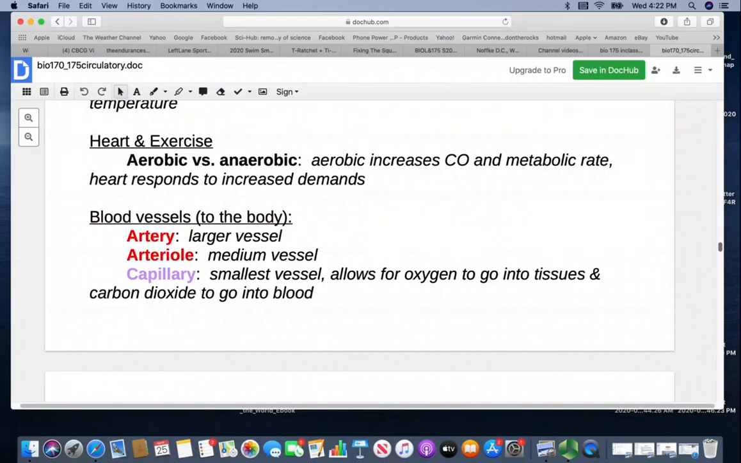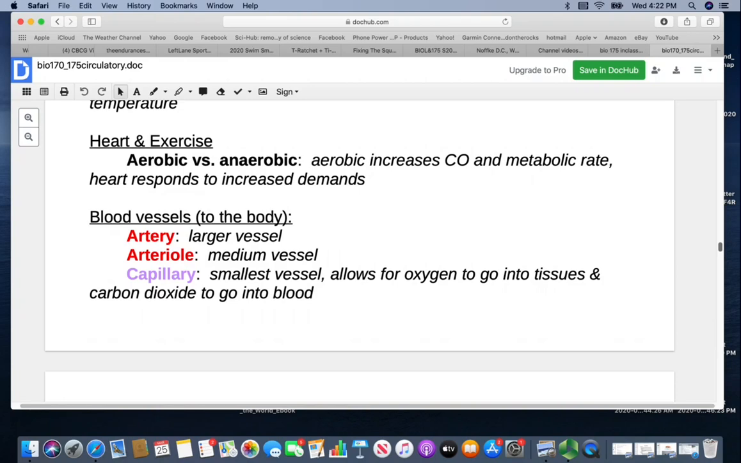So looking at the heart and exercise, aerobic versus anaerobic exercise. While there are benefits to anaerobic exercise, the heart really likes aerobic exercise. Over time, it will adapt and increase the cardiac output and metabolic rate. The heart will respond to increased demands. So if you stop the exercise, the heart is not going to keep those adaptations. It will view them as no longer being necessary. So sometimes people will say, well, I was very active in high school. Well, if that was 30 years ago, the heart has no longer kept those adaptations.